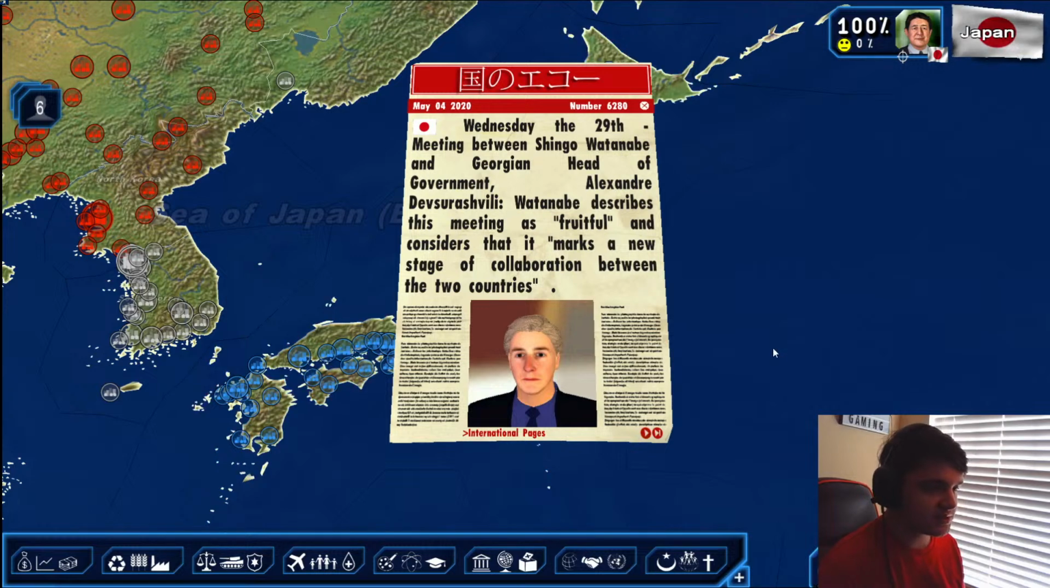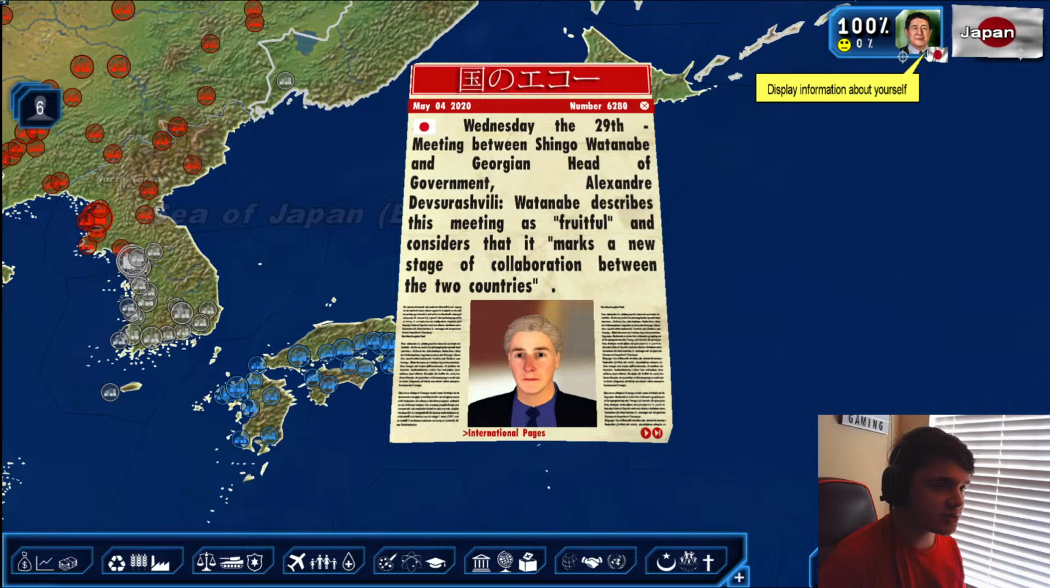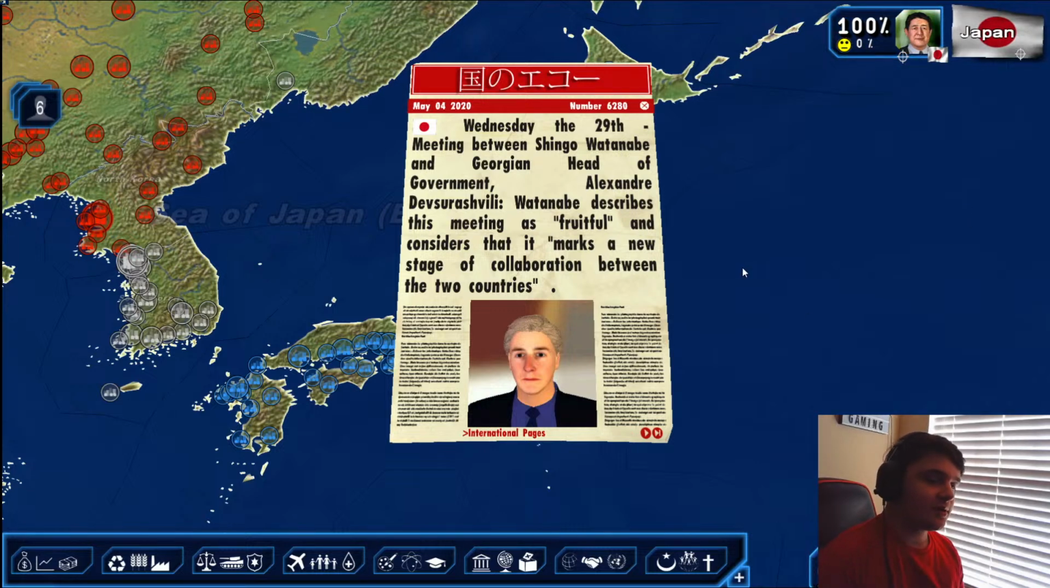Meeting between Shinzo Abe and... Oh man, yeah, I am playing as Shinzo Abe. I meant to play as the new guy, but he would have died. But we can keep playing as the badass Shinzo, even though he's not supposed to be prime minister anymore. This is in real life.